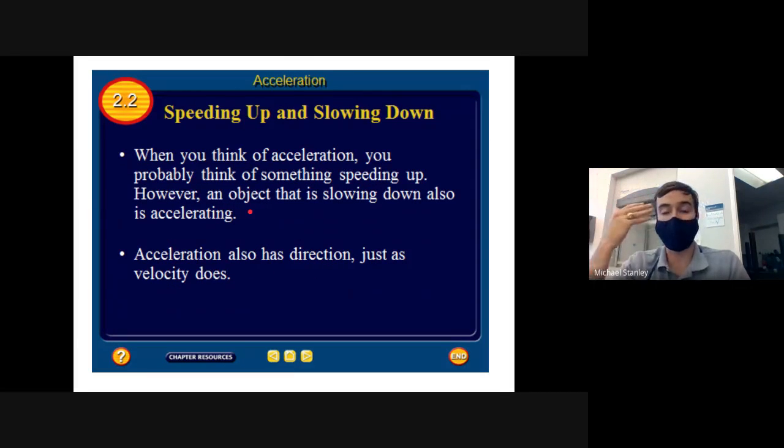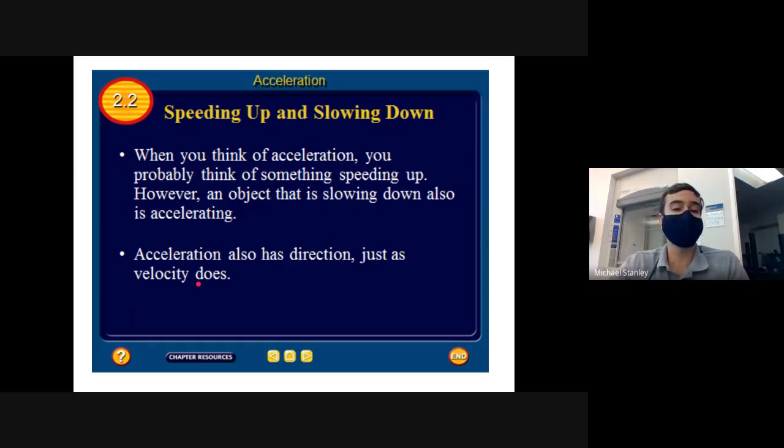So normally, if you think about accelerating, like a car that's accelerating, you probably picture somebody stomping on the gas pedal and the car shooting off after the light, or like seeing somebody blow by you on the highway, right? So most people, when they hear acceleration, they think speeding up. However, acceleration also refers to slowing down.